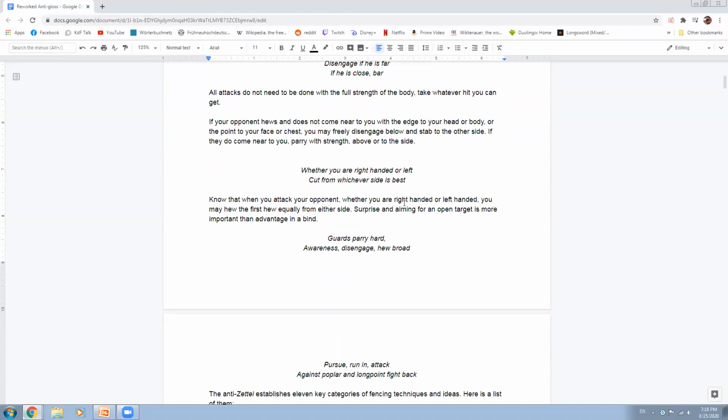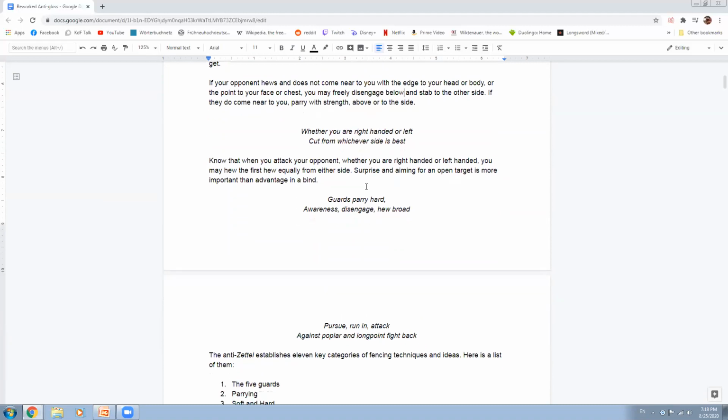When you attack your opponent, whether right-handed or left-handed, you can hew equally from either side. So don't worry about hewing from your strong side. Sometimes it's better to hew from your weak side.